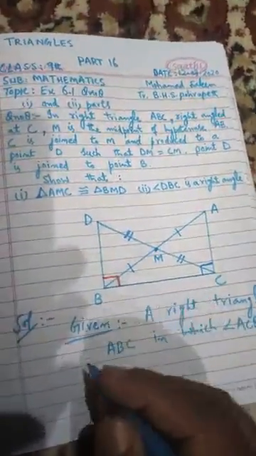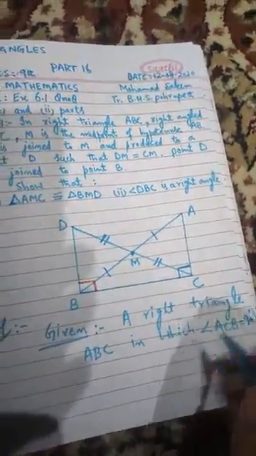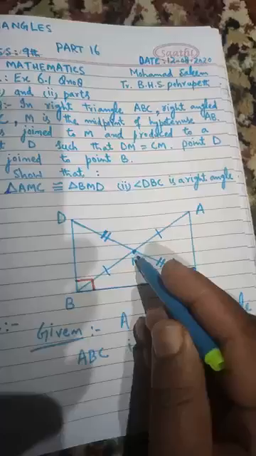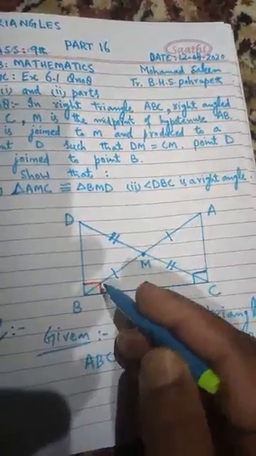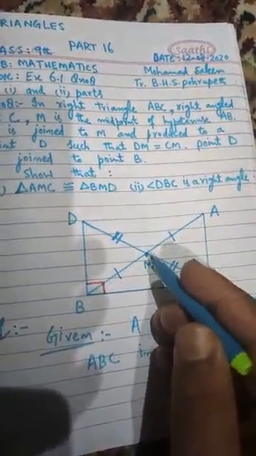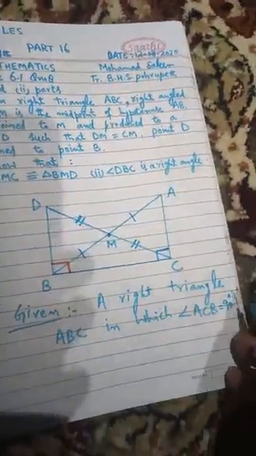ओके, इज एनीथिंग एल्स गिवन? Yes, M is the midpoint of AB, that means AM is equal to BM. So we can write here.